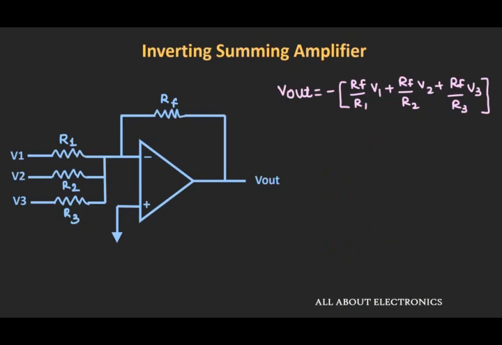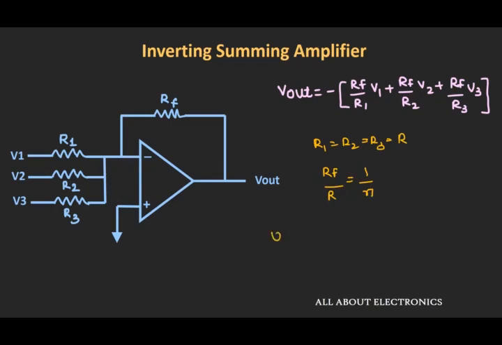So now let us see how we can perform the averaging of the different input voltages using this configuration. Let us once again assume that R1, R2 and R3 have the same value, and let us say the ratio of RF divided by R is equal to 1 divided by N, where N represents the number of input voltages being applied to this inverting terminal.